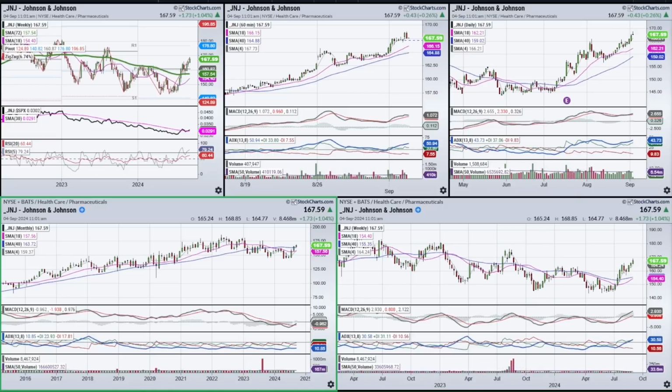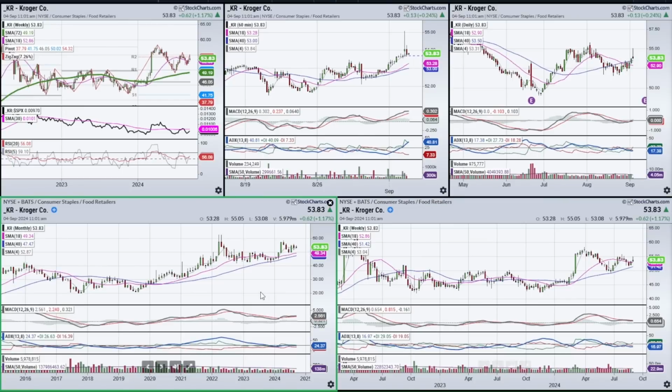Okay, so look at this Kroger. So another area, this is a defensive stock, a grocery chain, starting to cup around, show improvement.